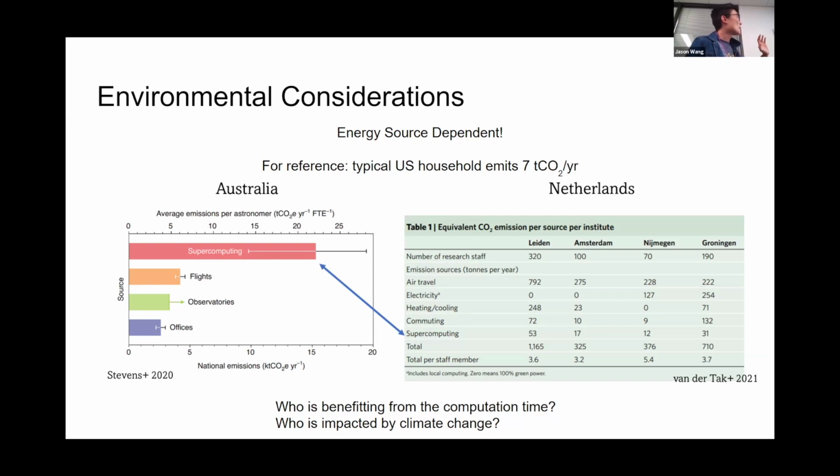So thinking about where our energy comes from, how much time we're actually using on supercomputers, how many resources we're actually using, and who's benefiting from the computing time, and who's being impacted by the emissions that we're creating, is something we should also be aware of. Okay, that's everything for this section.